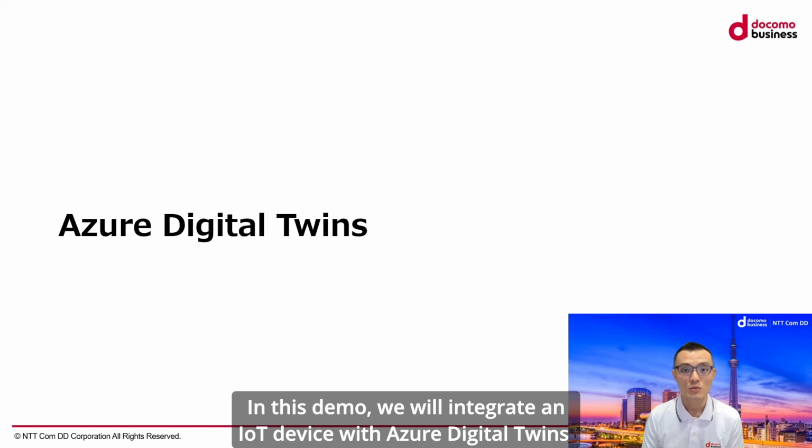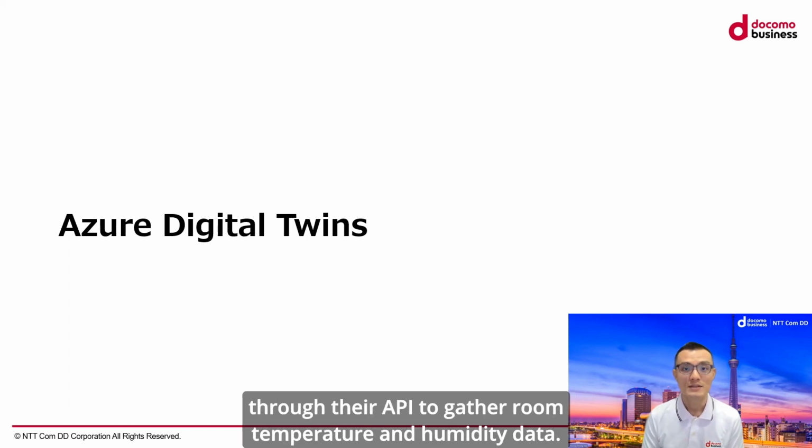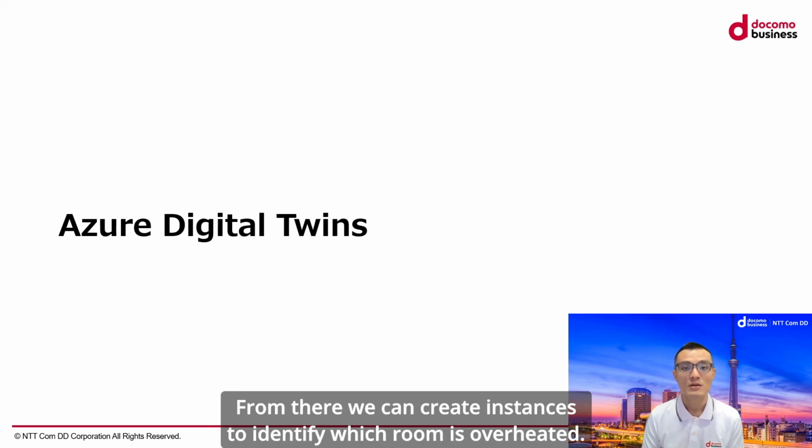In this demo, we will integrate an IoT device with Azure Digital Twins through their API to gather room temperature and humidity data. From there, we can create instances to identify which room is overheated.